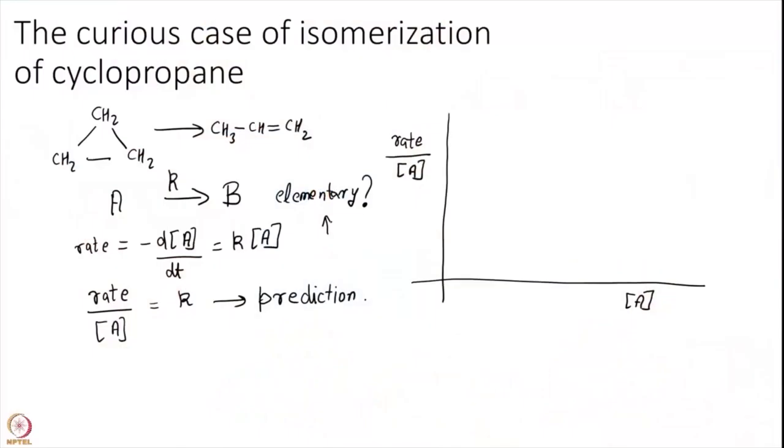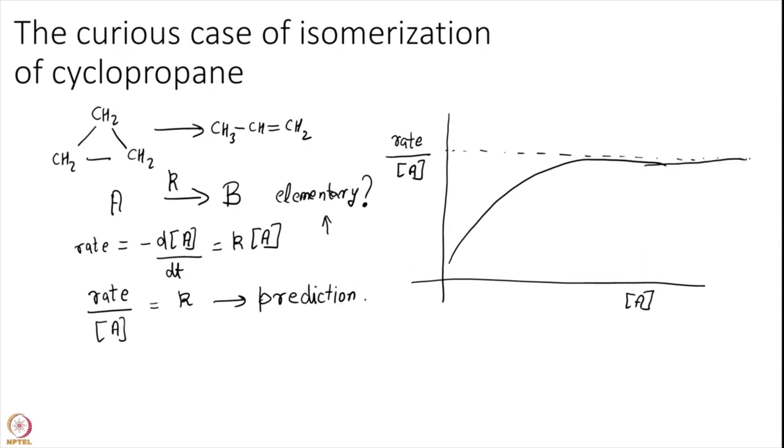What I expect is basically a straight line. Well, that is simple, right? Because I have already shown that rate over A must be equal to k, and k is a number at a given temperature. So, therefore, I expected a straight line. But lo and behold what experimentalists observed. They saw a curve like this.